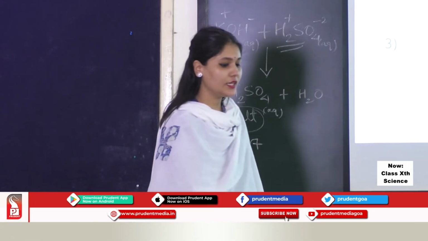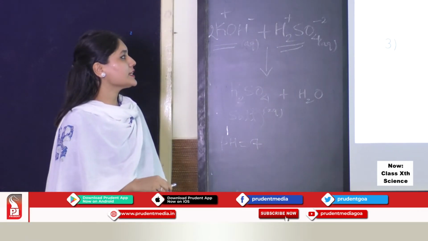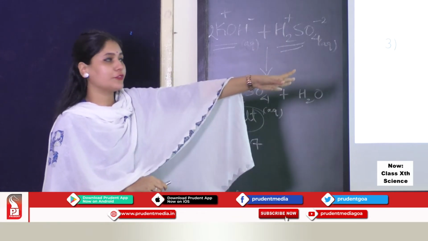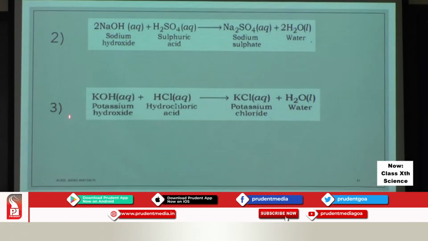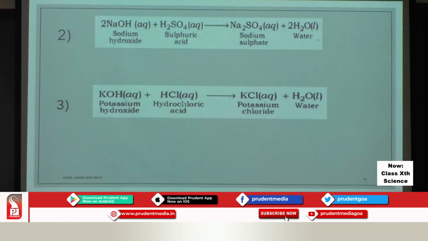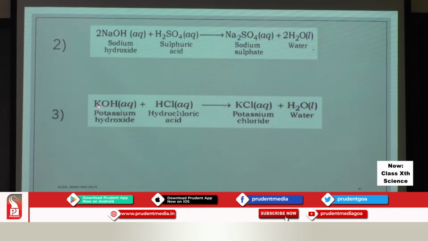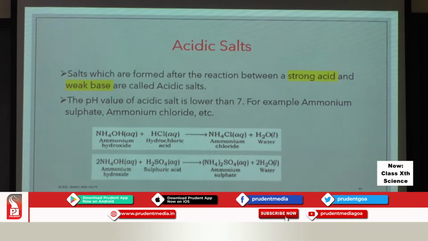Here is a third example, but the acid chosen is different. The acid taken is hydrochloric acid. When hydrochloric acid reacts with potassium hydroxide, potassium displaces hydrogen from its place and you get potassium chloride and water. These are examples of neutral salt: NaCl, KCl, Na2SO4, anything formed between a strong acid and a strong base. The next type of salt that we have is acidic salt.